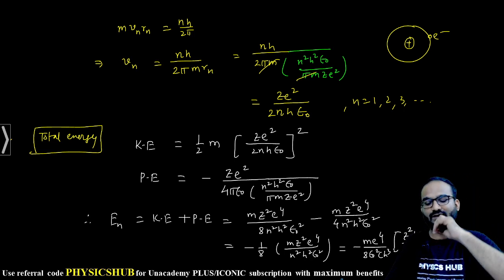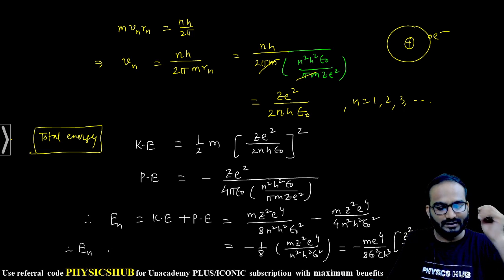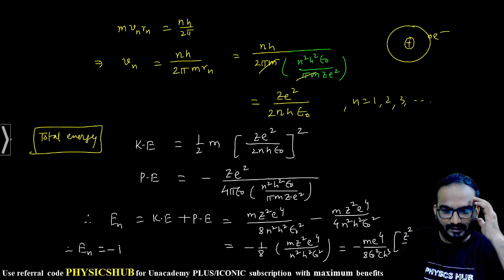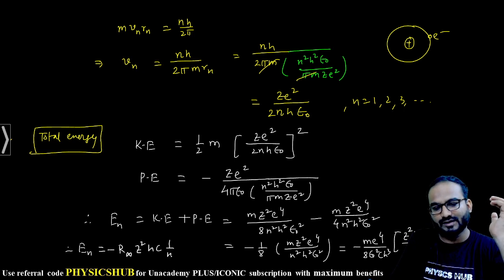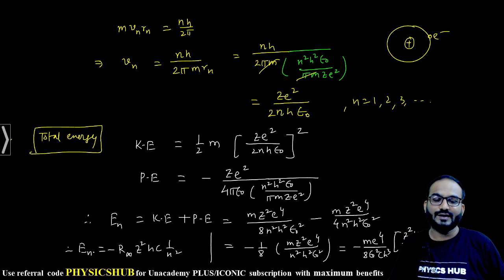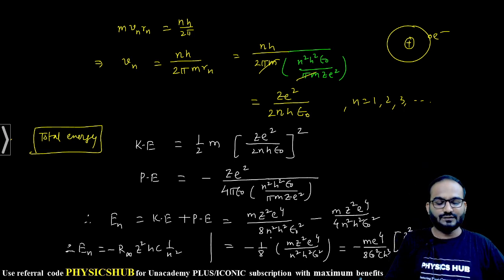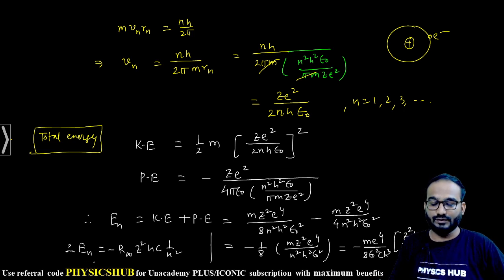This whole thing is the Rydberg constant considering infinite mass, and you can write En is equal to minus R∞ Z² hc into 1 by n². So all of these things, if you consider to be constant, we can say that the total energy in the nth orbit is proportional to 1 by n². So in this way we establish the total energy for a hydrogen-like atom.